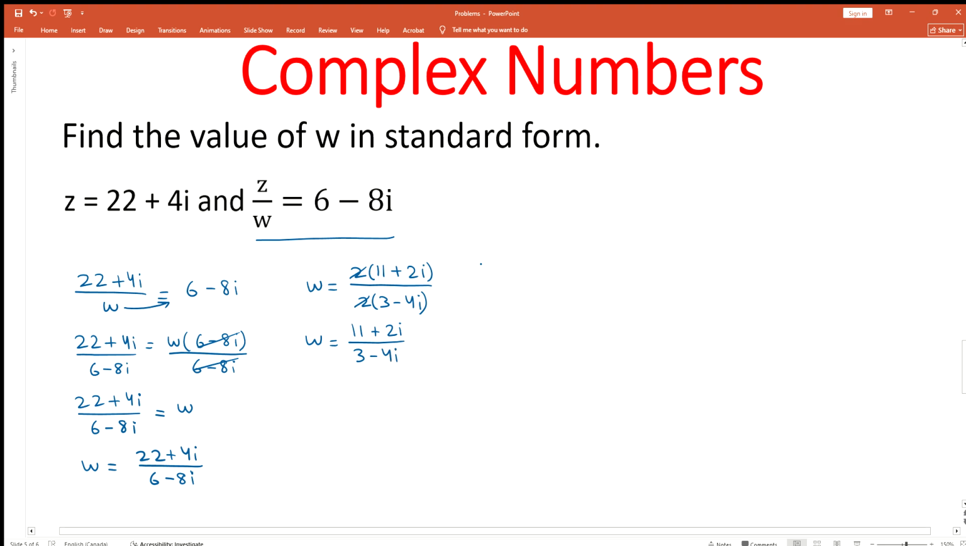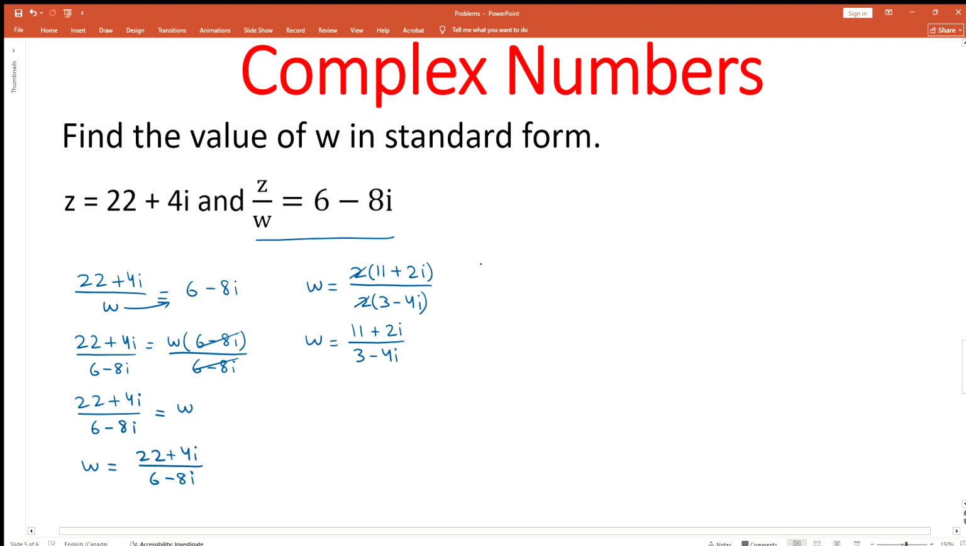We have to find the value of w in standard form, so we have to use the conjugate method. We have to use the complex conjugate of the denominator expression because we have to get rid of the i in the denominator. The complex conjugate of a complex number is an expression with the same real and imaginary terms but opposite sign between the real and imaginary terms.